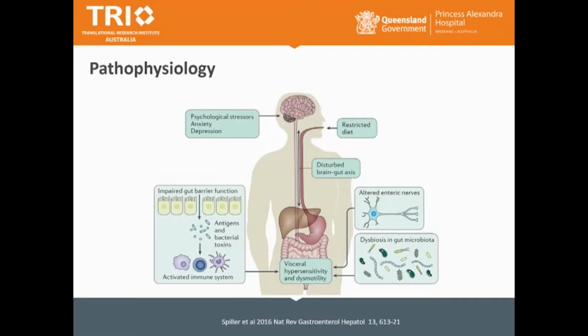This is the bit that's of interest to me, is this altered gut microbiota. A lot of studies suggest that alpha diversity is lower in patients with irritable bowel syndrome, so the number of species present in the stool is lower. And there's also fairly consistent findings that bifidobacteria abundance is lower in a proportion of patients with this condition.